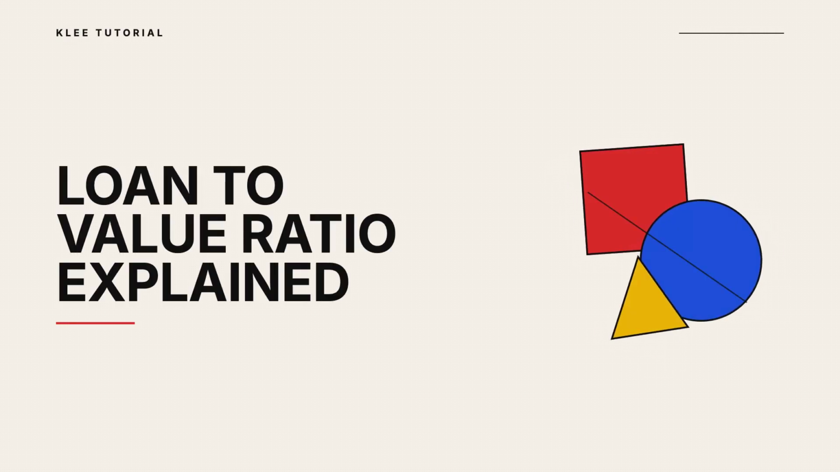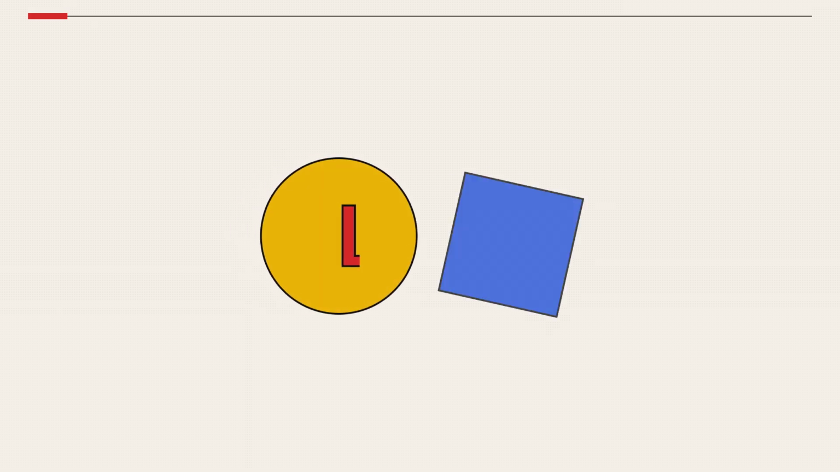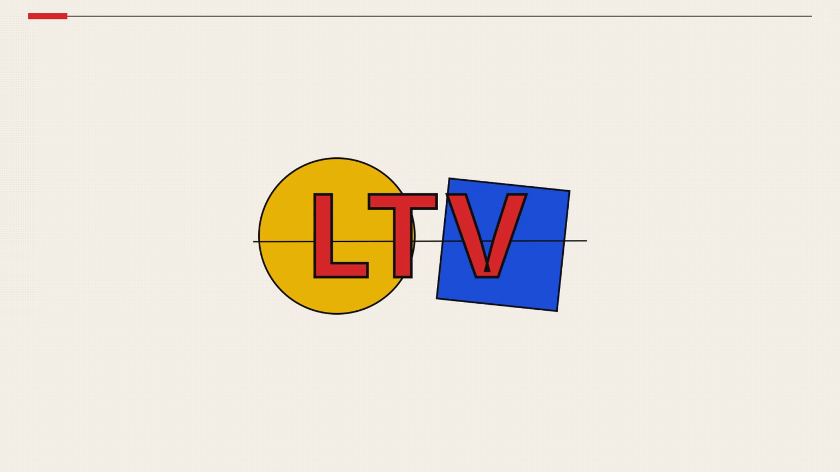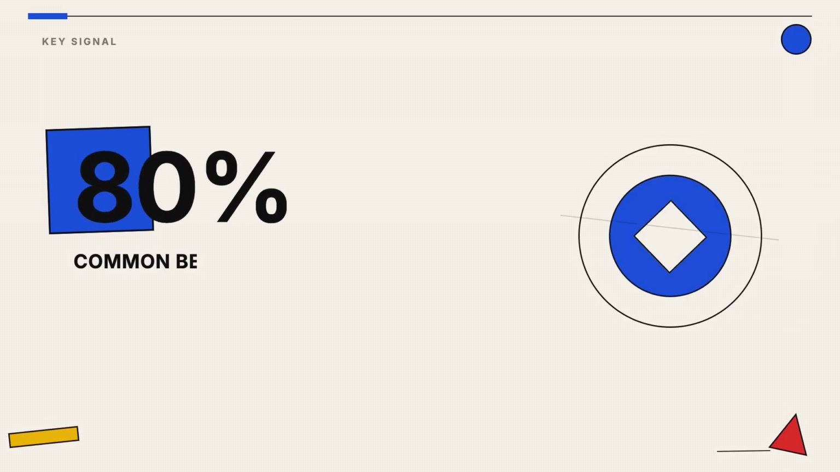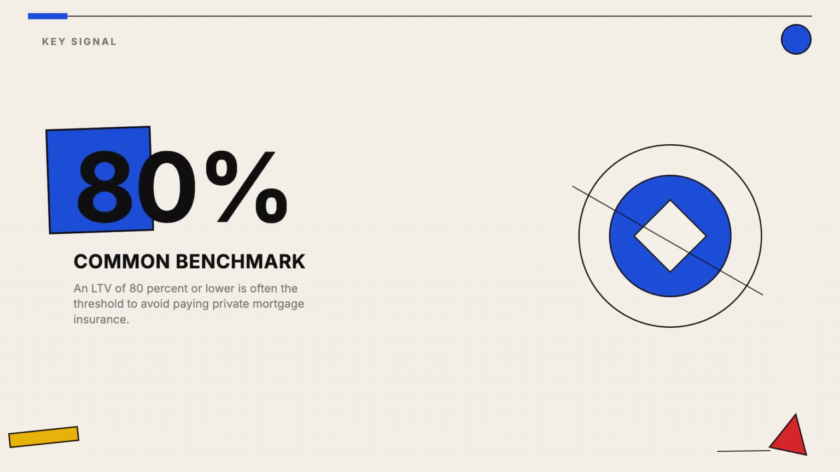Loan to value, or LTV, is a key metric lenders use to assess the risk of a mortgage or loan. LTV represents the size of your loan compared to the total appraised value of the property you are buying. A common goal for many home buyers is keeping this ratio at or below 80% to avoid extra monthly insurance fees.